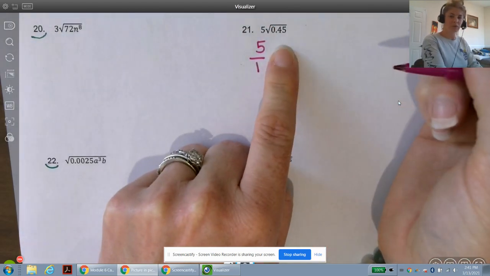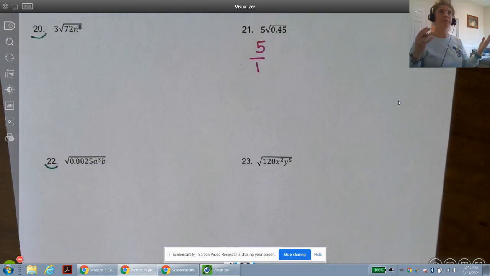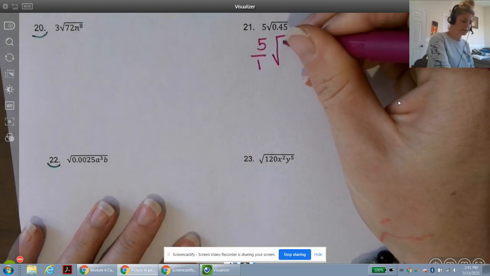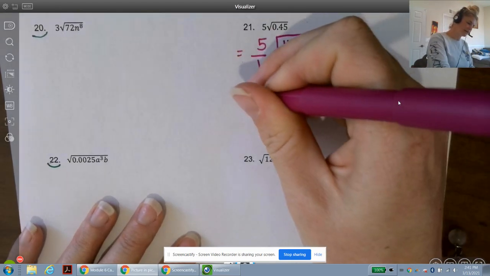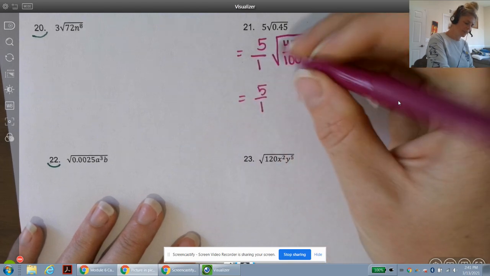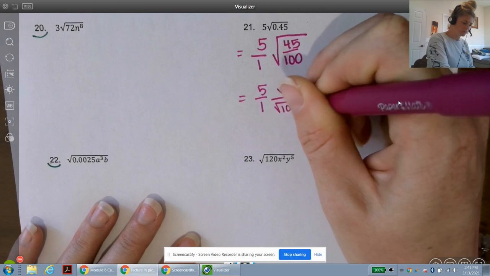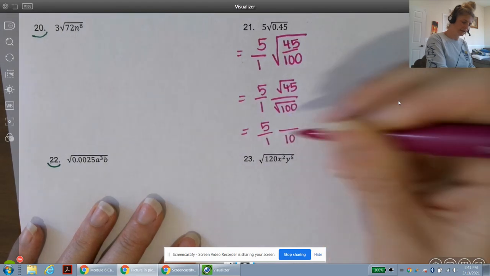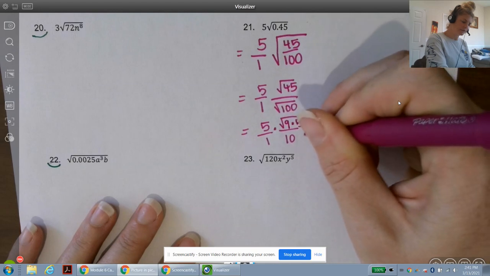Notice this is not a multiple of a perfect square. Like if it was 0.09, I could say that's 0.3 squared. So I'm going to rewrite it as a fraction, and this is 45 hundredths, which is excellent. So then it's square root of 45 over square root of 100. So this is 5 over 1, square root of 100 is 10, and 45 we know is 9 times 5.